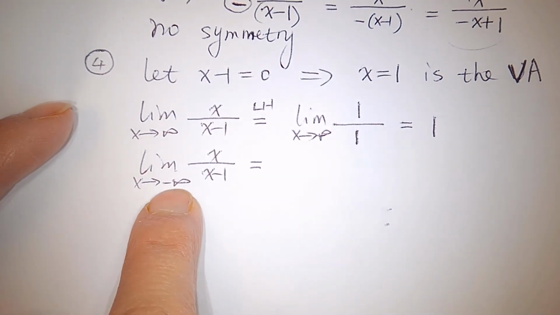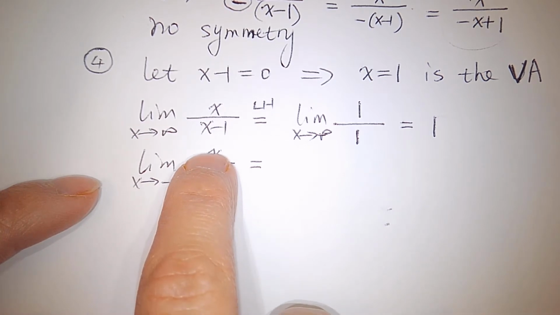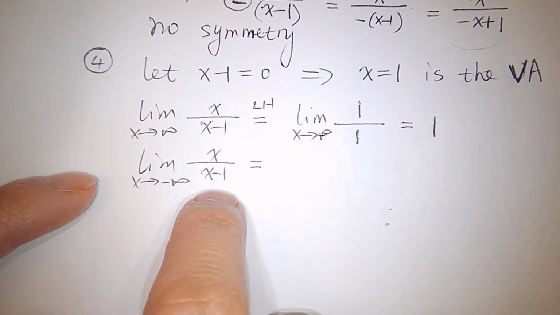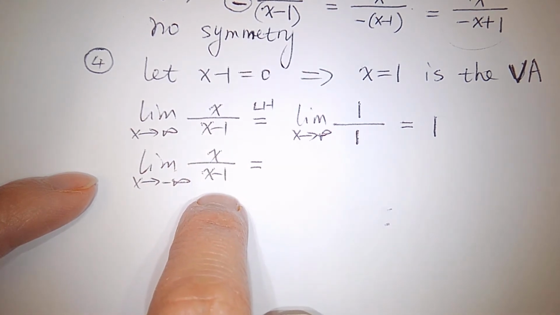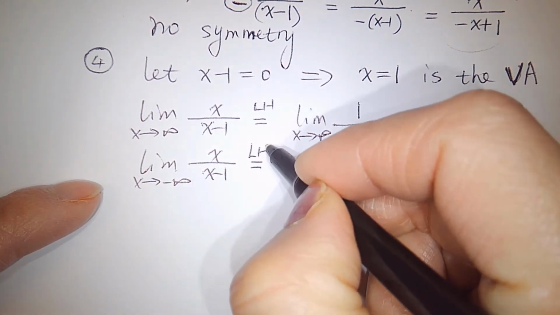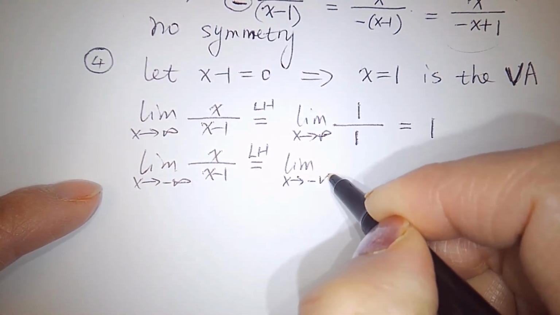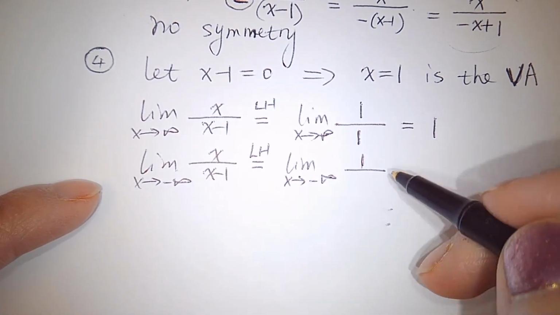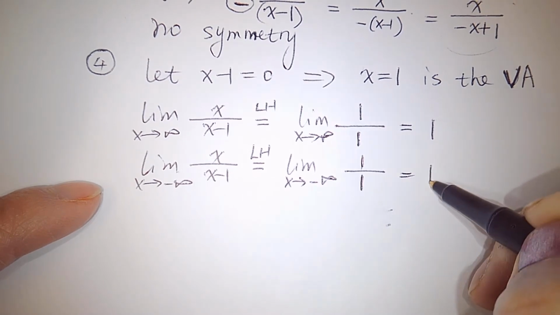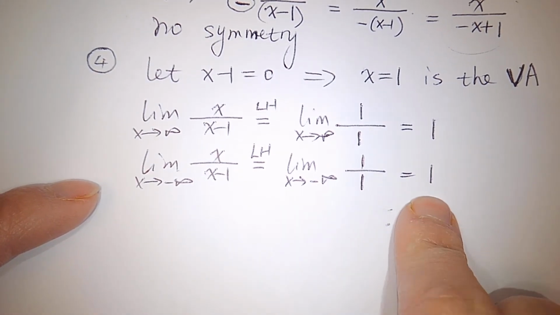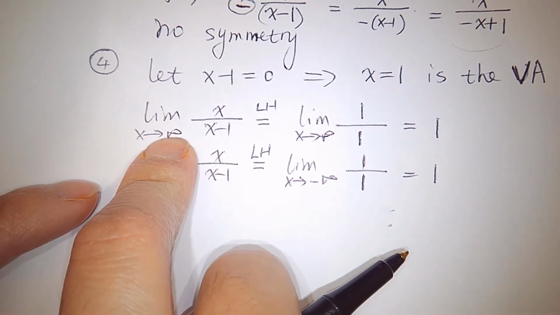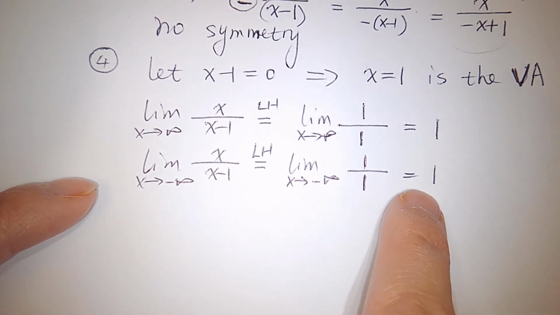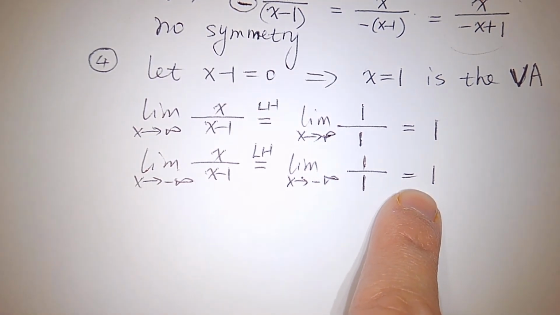How about when x goes to negative infinity? We should have negative infinity divided by negative infinity, right? It also satisfies the infinity over infinity indeterminate form. By using L'Hospital's rule, x goes to negative infinity. What's the derivative of x? Derivative of x minus 1. So eventually, what do we have? 1. So that means when x goes to infinity, y goes to what? 1. When x goes to negative infinity, how about y? y also goes to what? 1. Later, that will help us to draw the picture.